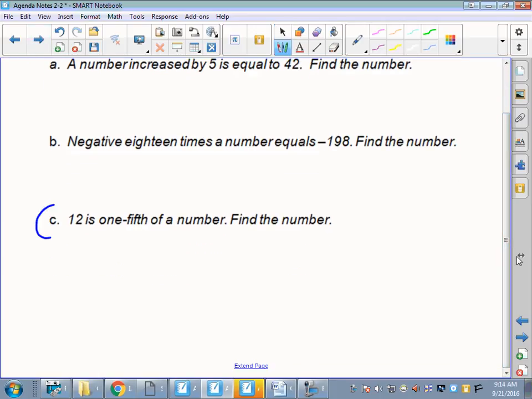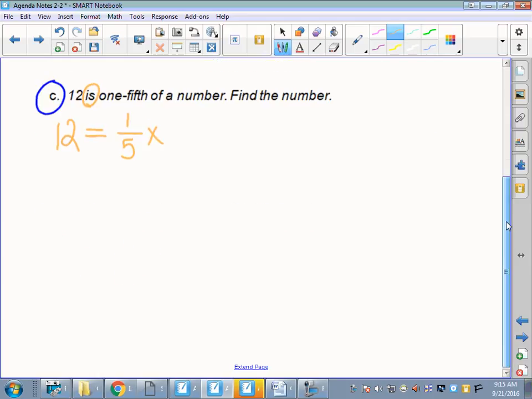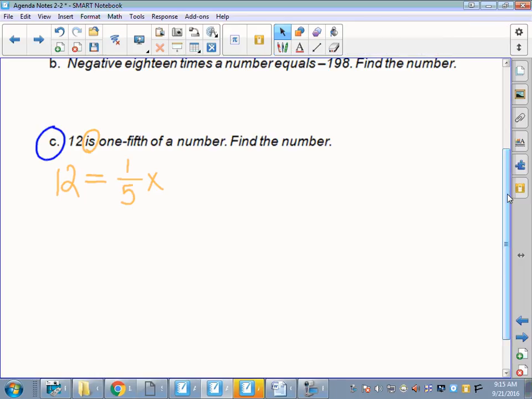So C, 12 is 1/5 of a number. Find the number. I'm going to do the same thing that we did in section 2.1. I'm going to identify where that equal sign needs to be. Is means equals. So I've got 12 on the left-hand side. How would you do 1/5 of a number? 1/5 times x or k or d or whatever variable you want to use. But now we're not stopping here. We're actually going to solve.